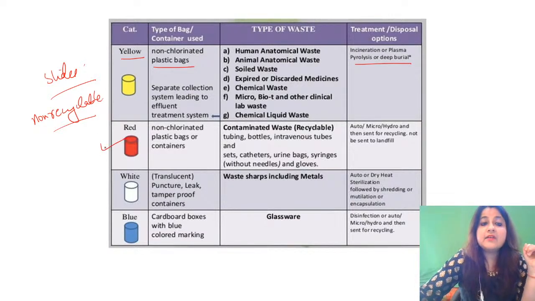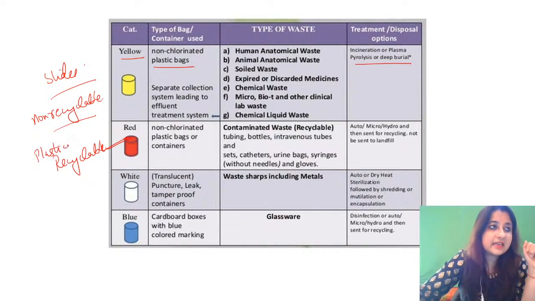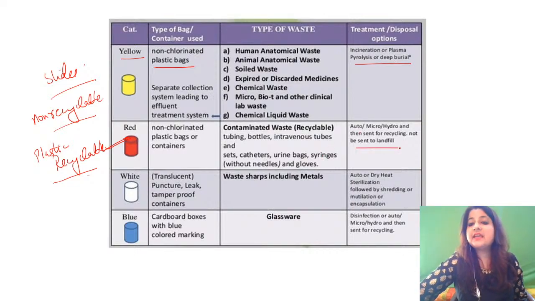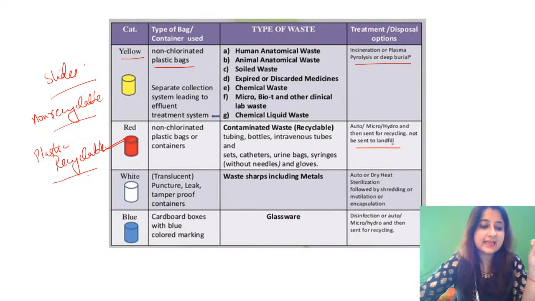Okay, red. What goes into the red color bag? Anything which is recyclable and is a plastic. Plastic or semi-plastic, all those which are recyclable will go into a red color bag. Recyclables are contaminated tubings, bottles, IV tubes and sets, catheters, urine bags, syringes without needles, and gloves. And how do we dispose of them? We can autoclave them, microwave them, hydroclave them, and then they are sent for recycling. They are not to be sent to the landfills, everyone.